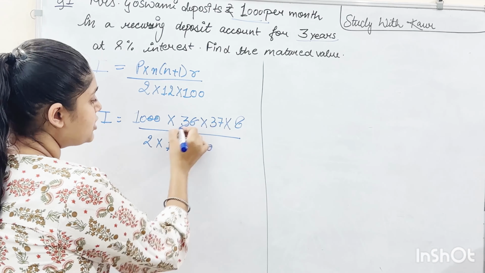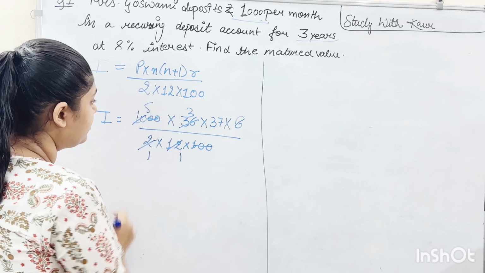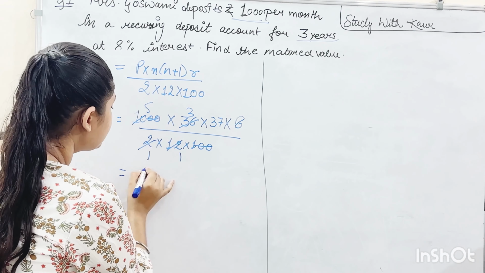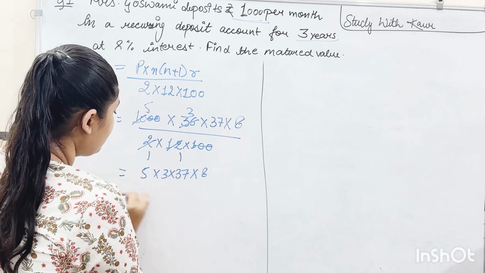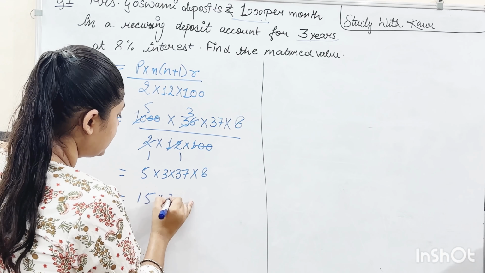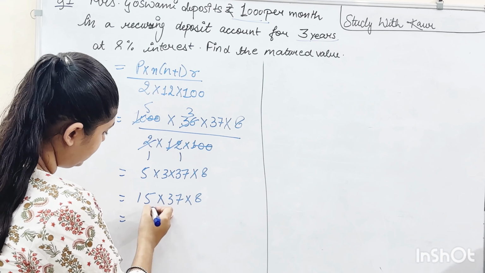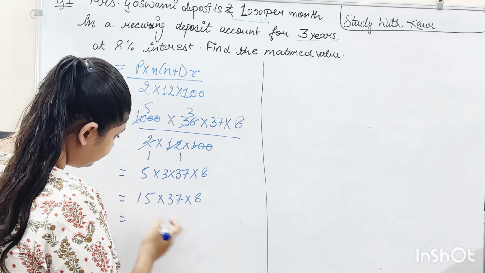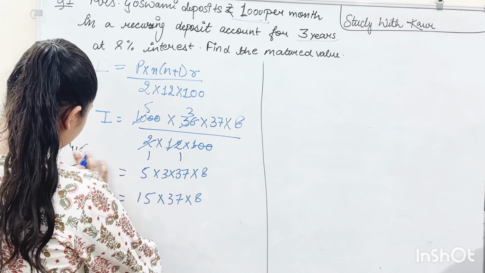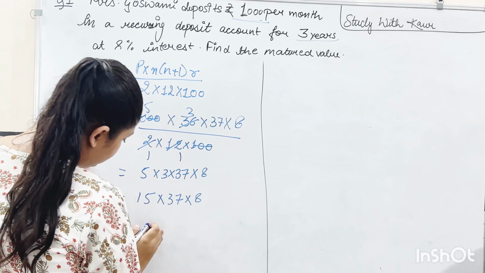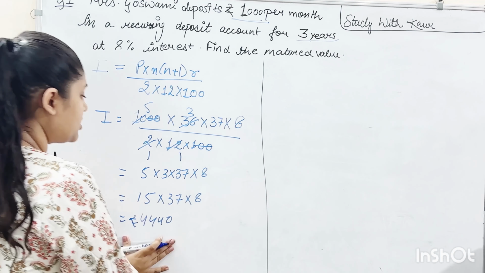So you have 10 over here. 12 threes are 36, 2 fives are 10. So what you have is 5 into 3 into 37 into 8, that is 15 into 37 into 8. So it will come to 4,440 rupees. So this is your interest.